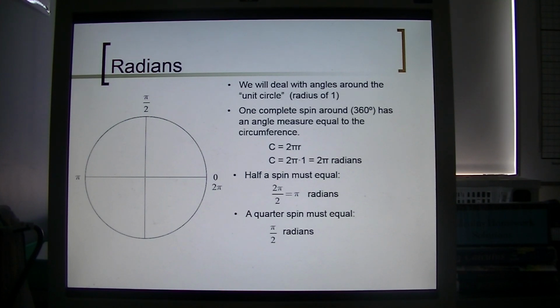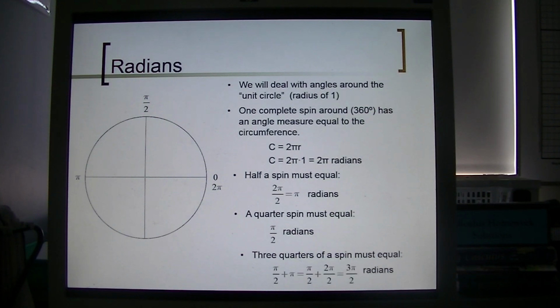To find the remaining one, would you agree that to get over here, that's like saying, let's do a half of a circle and then a quarter of a circle. What's half of our circle? Pi. What's a quarter? Pi over 2. So wouldn't we have to do pi plus pi over 2? Which would equal 3 pi over 2. Okay, so 3/4 of a spin must equal 3 pi over 2.